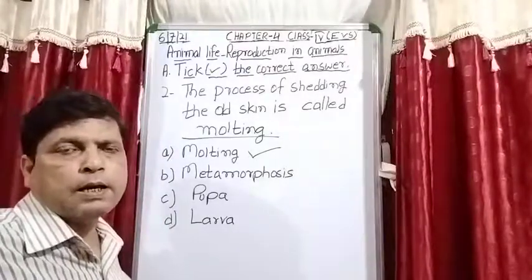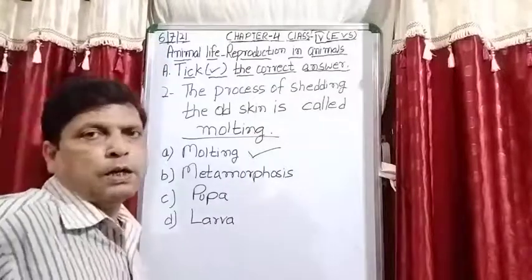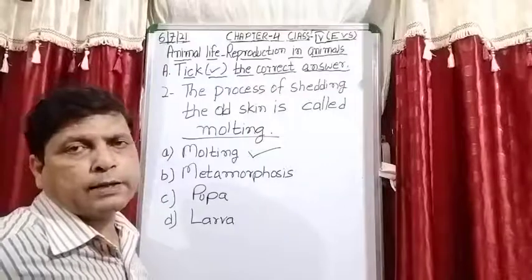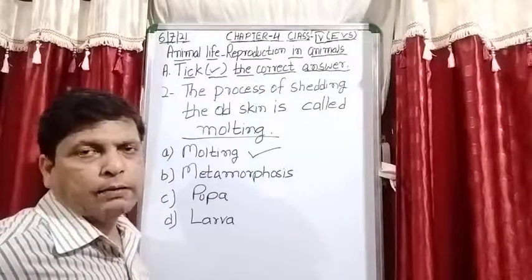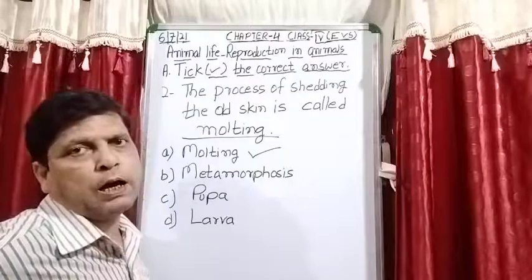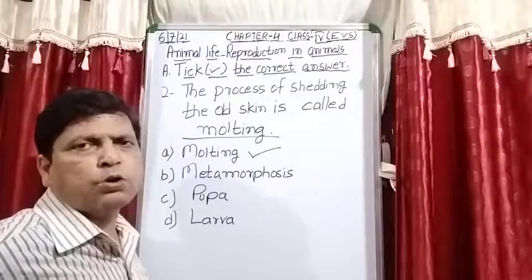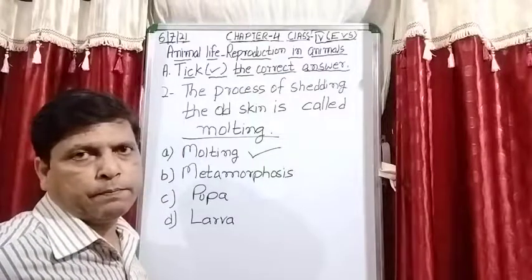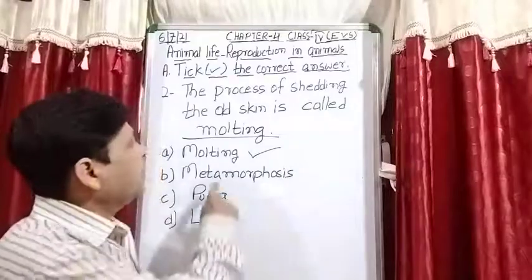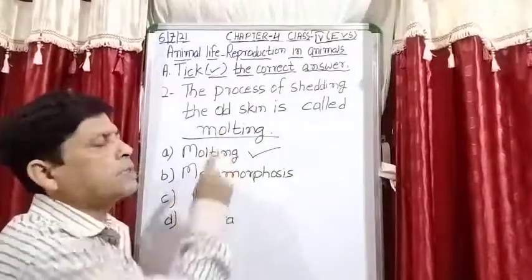Larva is also not a right answer. What is the reason? The reason is that after the butterfly lays the eggs, the young ones come out from the eggs, and this first stage of the life cycle of a butterfly is known as larva, or you can also say caterpillar. Okay, and shedding of the skin is known as molting. So molting is the right answer.